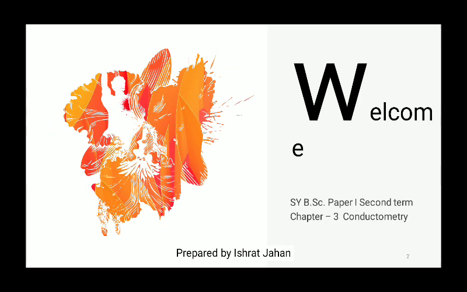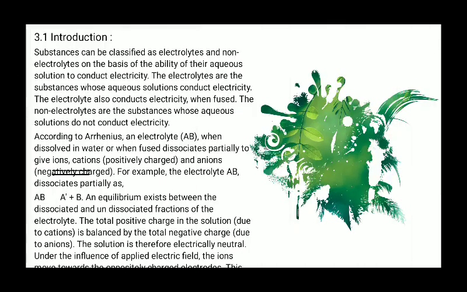Now today we will start section 2 of Physical and Analytical Chemistry, second term, CH401: Conductometry. It is a very interesting chapter. Before going into the deep study of conductometry, we must know what is meant by electrolyte and non-electrolyte.